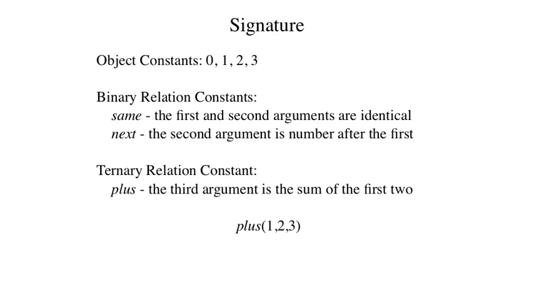In order to describe modular arithmetic in Herbrand logic, we adopt a signature with 4 object constants, 0, 1, 2, and 3. We use the binary relation constant next to relate each number to the next larger number. And we use the ternary plus relation constant to relate 2 numbers to their sum. That's suggested here. Representing addition using a relation constant rather than a function constant, admittedly, is a bit unconventional. However, it avoids some problems that we will discuss and solve in a later lesson.